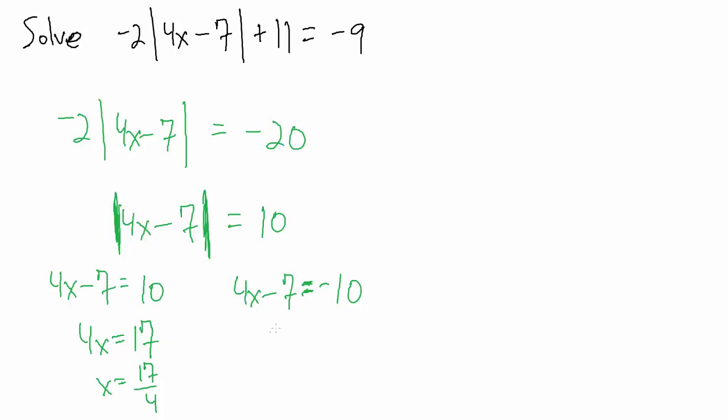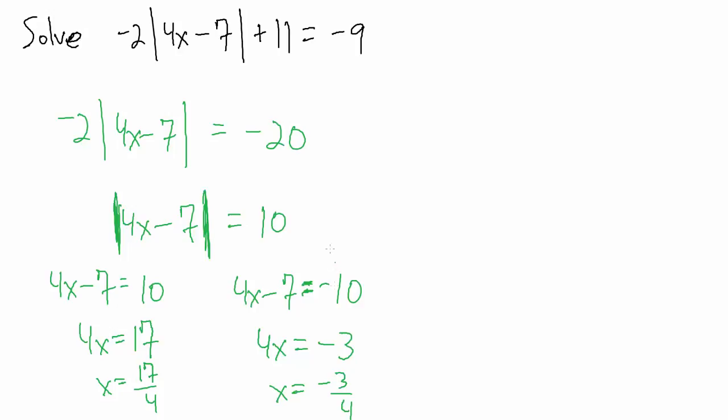And here, what do we do here? Well, same thing. Add 7 to both sides. So 4x minus 7 equals -10. We get 4x equals -10 plus 7, which is -3. Now we divide both sides by 4, and we get x equals -3 over 4.